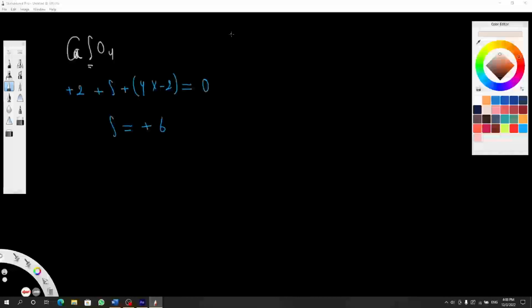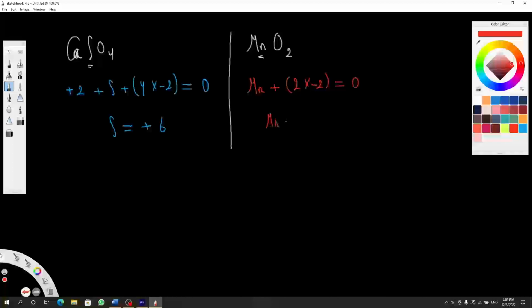Another example. Here we have manganese oxide, and we want to calculate the oxidation state of manganese. Manganese is our unknown element. Oxygen, we have 2 oxygen atoms. Each oxygen atom has an oxidation state of -2. The whole compound has an oxidation state equal to 0, meaning that manganese has an oxidation state equal to positive 4. Don't forget the charge, and make sure that you write the charge before the number itself.